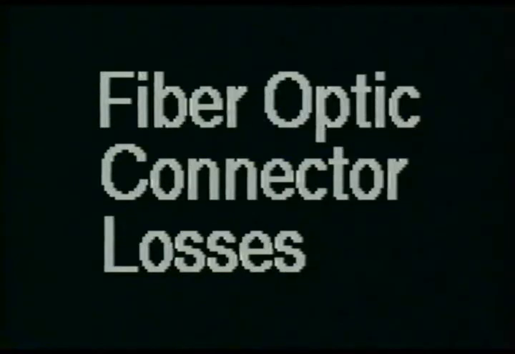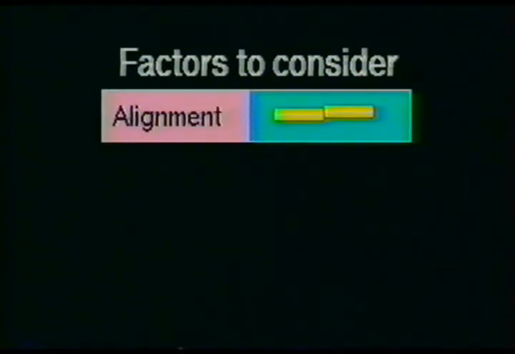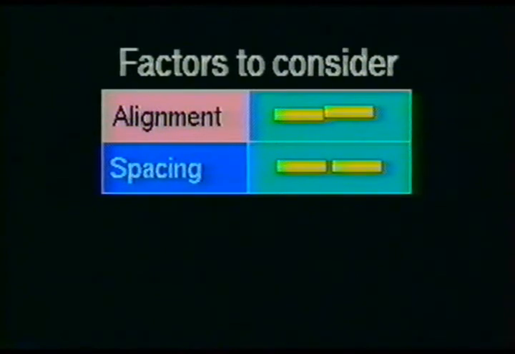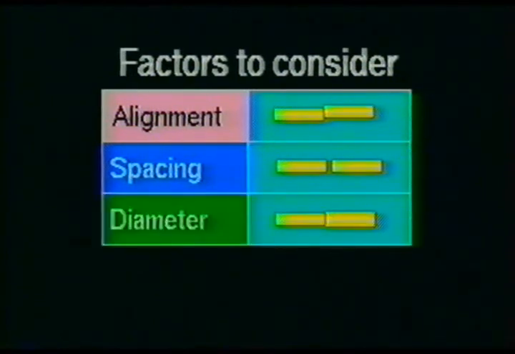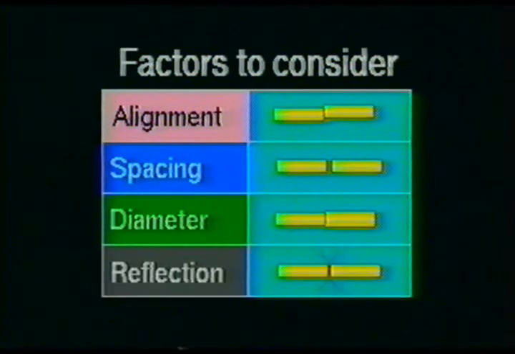Connector loss, or attenuation, is an important factor when determining which type of connector to use. Some of the factors which must be considered when choosing a connector are alignment of the fiber axis core, spacing between the fibers, the diameter of the core of the cables being joined together, and the reflection of the ends of the fibers being joined.